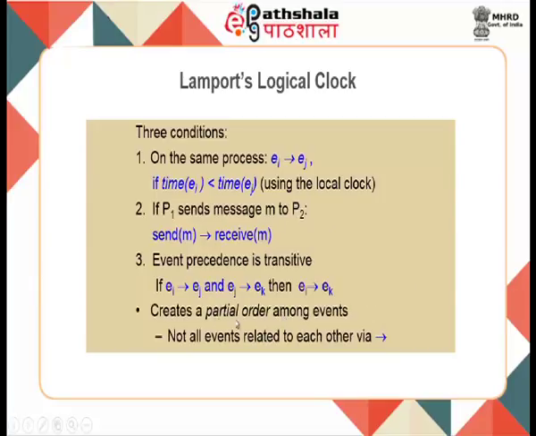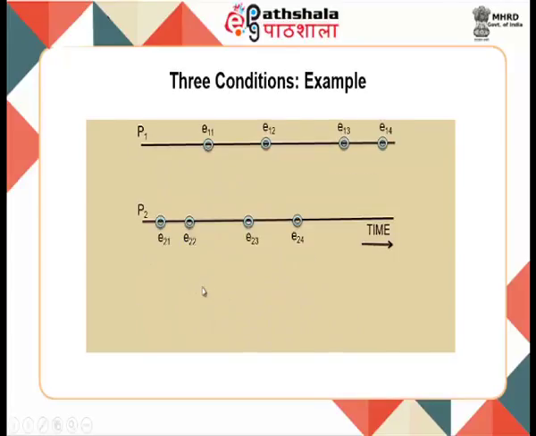Unfortunately, we will see that it only causes a partial ordering. So, here is our example. We have two processes P1, P2, and these are the events and this is how the time goes. If we apply rule 1, we see that E21 happened before E22, E11 happened before E12, E22 happened before E23 and so on. So, in the same process, if two events have occurred, the earlier event has happened before the later event.